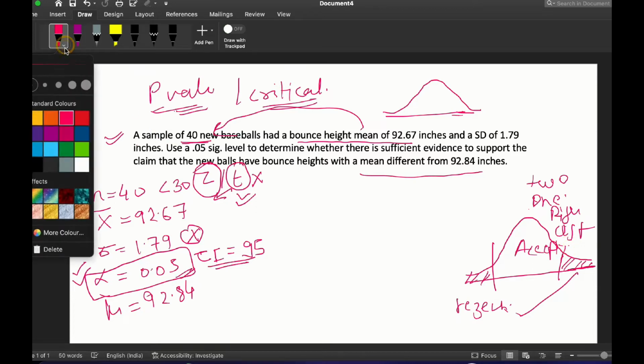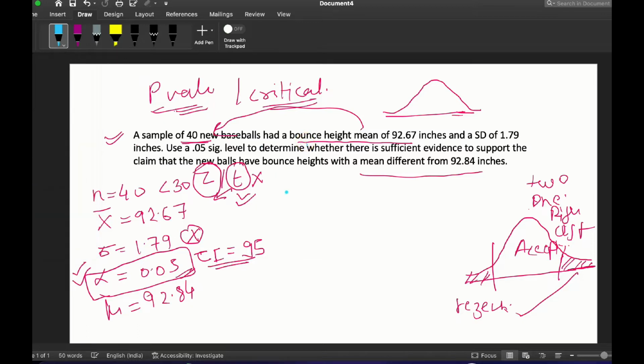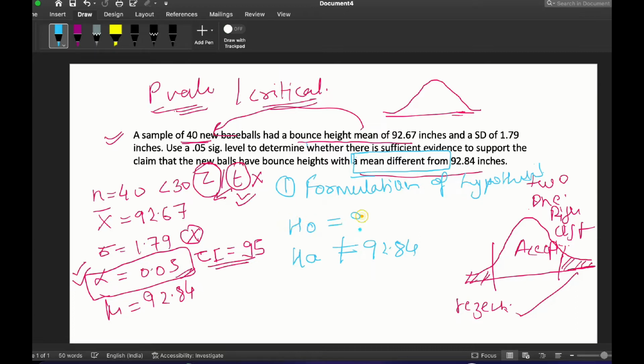Okay, so first we will do step number 1, that is the formulation of the hypothesis test. So, formulation of hypothesis. Whenever you see that the statement given is that the mean is different from 92.84, that means not equal to 92.84, that is our alternate, and the null will be the opposite of this, so it will be equal to 92.84.